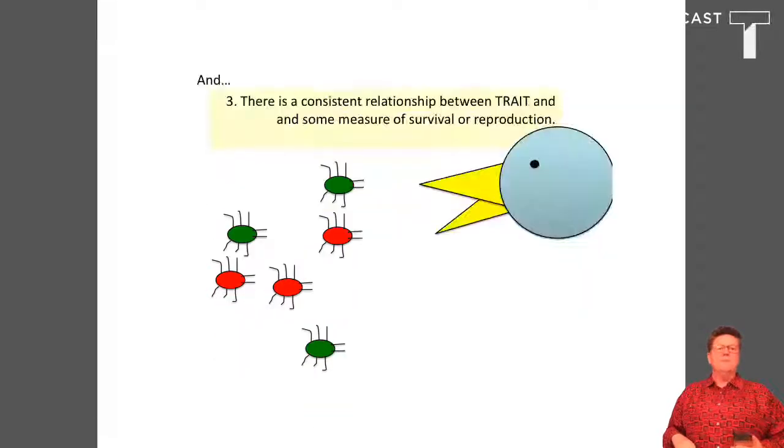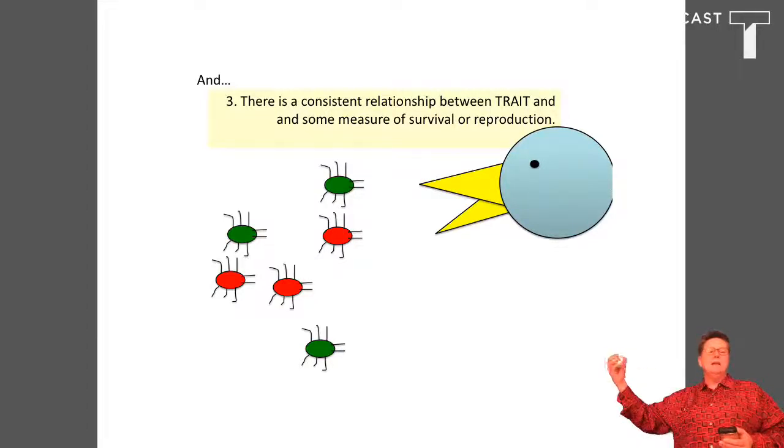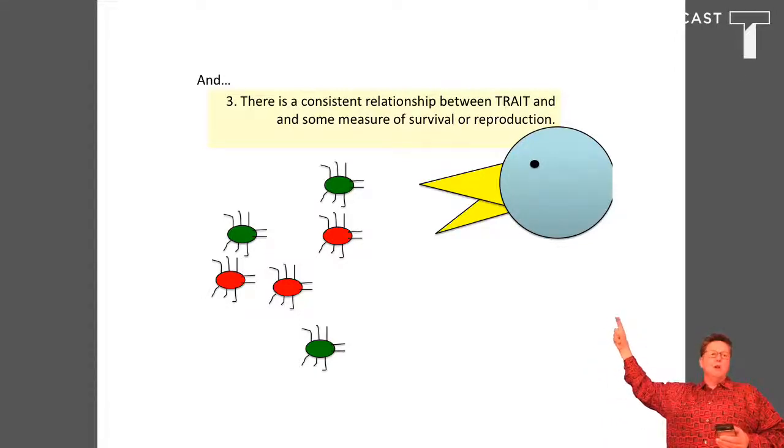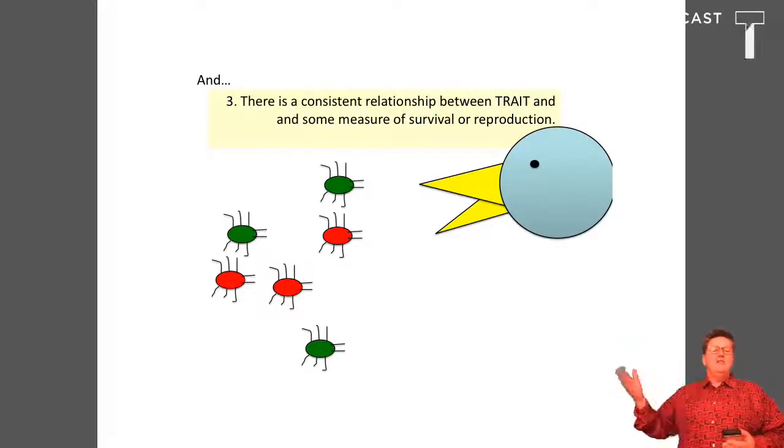Now, the next piece that's important is that interaction with the environment, right? The trait they're displaying, being green or red, is influencing the way that this bird is going to prey on them. Our bird predator is going to be able to see one of these colors better than the other. In our example, we're assuming that the bird can see the red color better. So if you're a bird going out to eat bugs and you can see the red ones better, you're probably going to eat them, right?